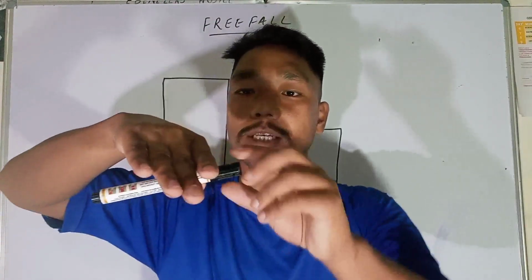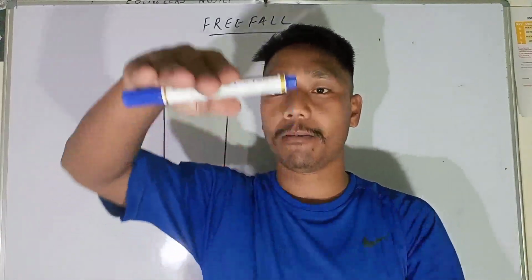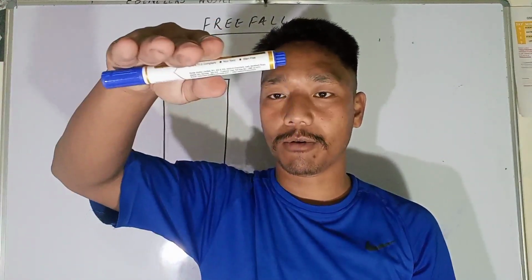You are not applying a force on it. You just leave it. Let me take an example. I'm just holding a marker out here. I'm not throwing it down, I'm leaving it. So when I leave this pen, it falls on the ground. Why? And that falling process is what we call free fall.